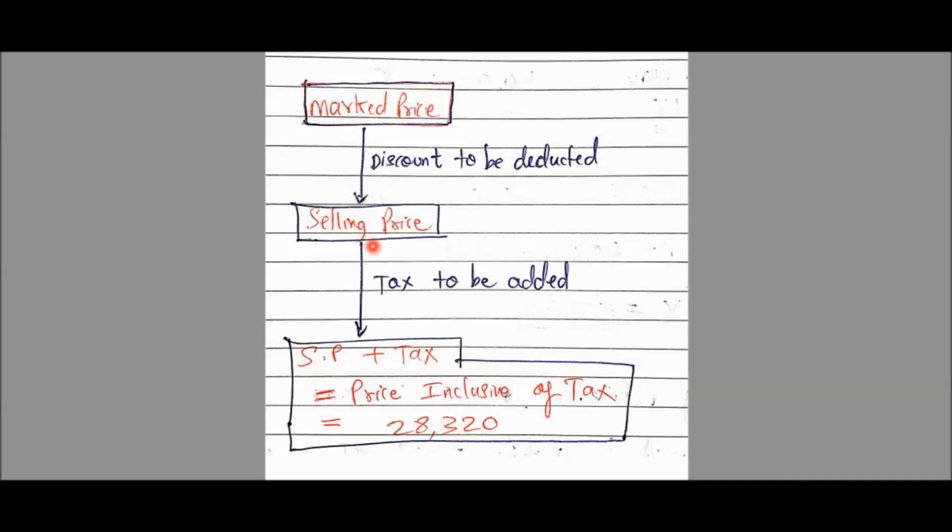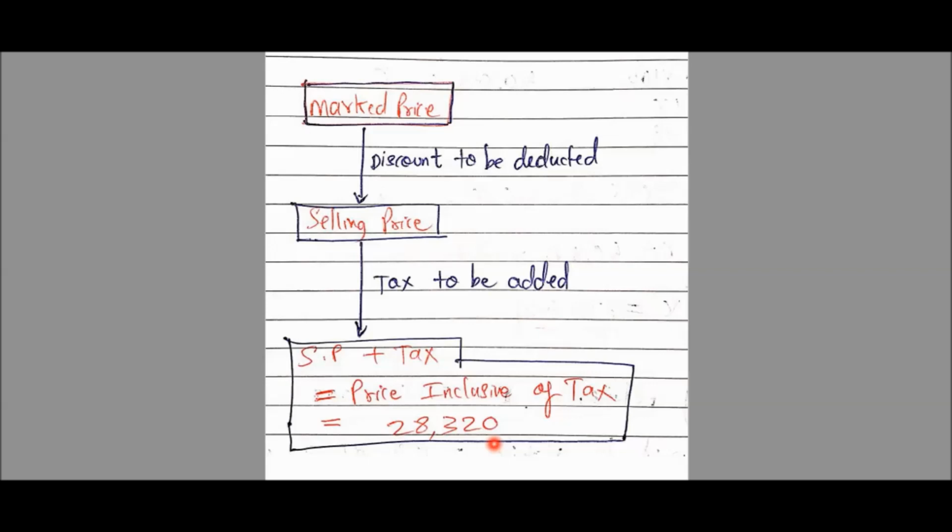Then the price which we receive after deducting the discount is called the selling price. Okay, and then at that selling price, tax will be calculated. How much tax? 18%. It's given in the question. So now 18% tax is also calculated on the selling price, and that tax is added to the selling price. Okay, selling price plus tax, and the total amount which Ayush paid is given to us in the question as 28,320.